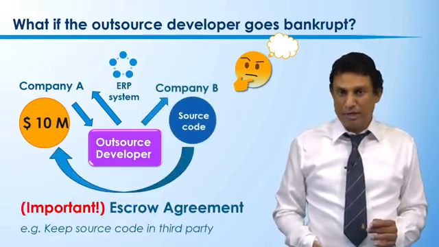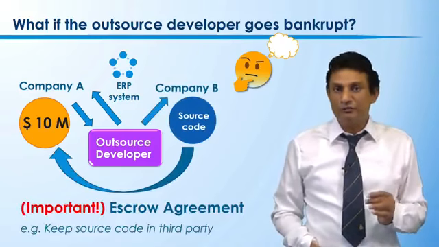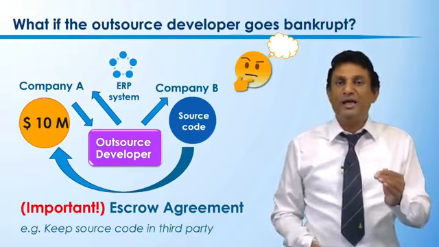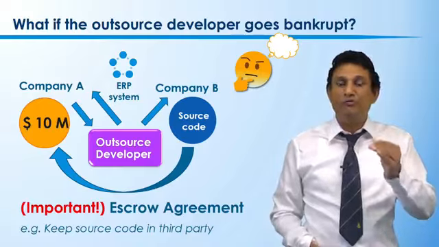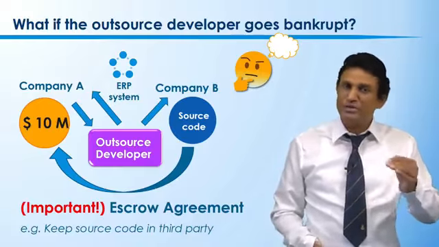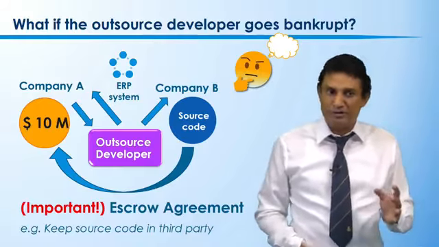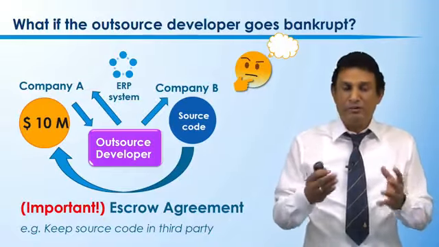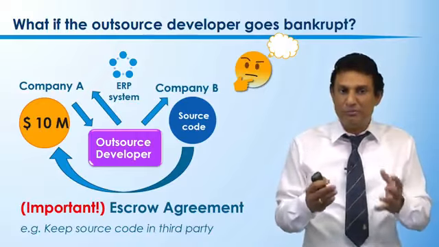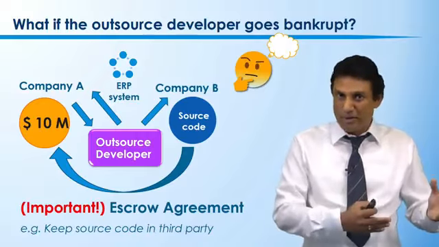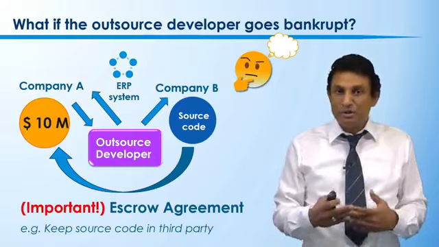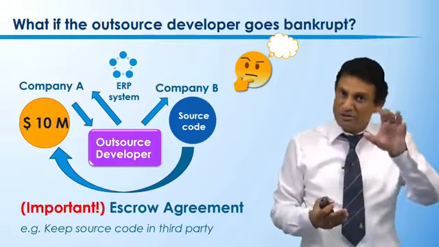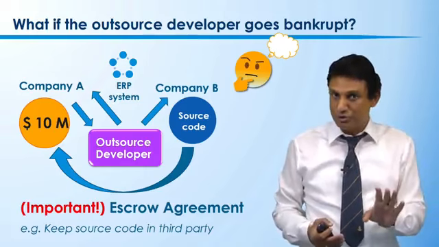So we have a solution for that. The solution for this kind of scenario is that you sign a special agreement with them. We call it a software escrow agreement. What is a software escrow agreement? Say, for example, company A is getting a system developed by an outsource developer. You pay $10 million, and they develop the system for you. But at the same time, they don't give you the source code, right?